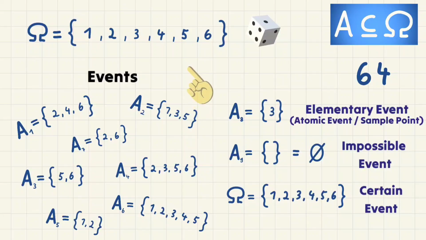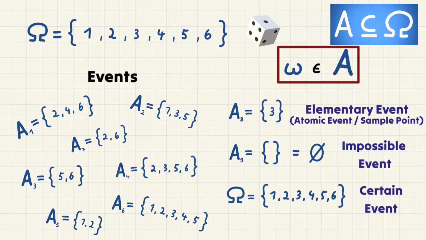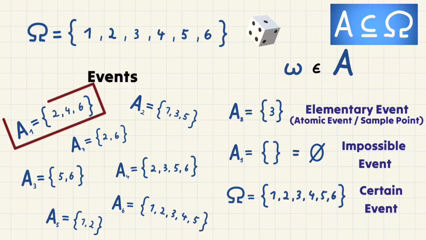For finite sets like this, the calculation is straightforward. You just calculate 2 to the power of the number of elements in the set, also called the cardinality. Omega has 6 elements, so we get 2 to the power of 6, which equals 64. An event occurs when the outcome is part of the event, meaning omega is in A. So the event rolling an even number happens if you roll a 2, 4, or a 6, which are all elements of the sample space.